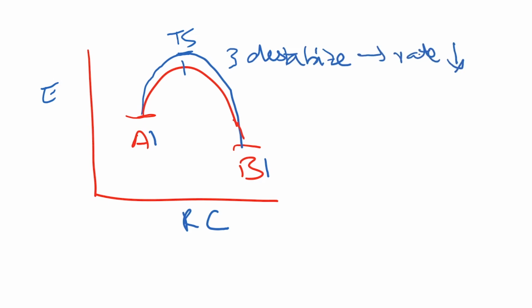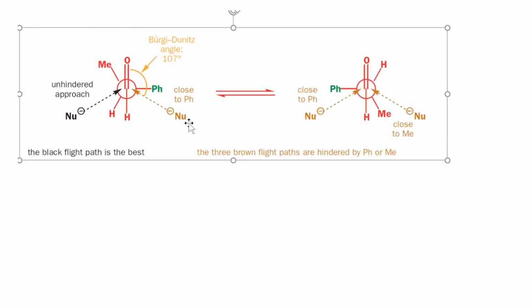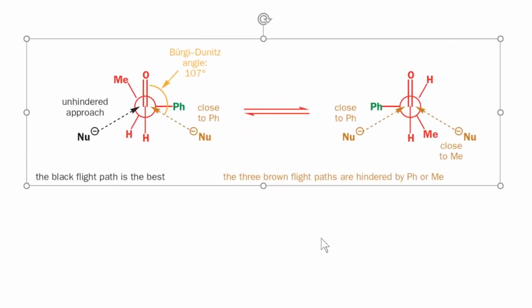Okay, so anything that destabilizes the transition state is going to result in reduction of rate. Anything that stabilizes the transition state or removes the hindrance to the reactive center is going to result in a decrease in the transition state energy, which results in an increase in rate. So now coming back to the picture, I'm just taking this out from Clayden so that you guys can go back and refer to it.